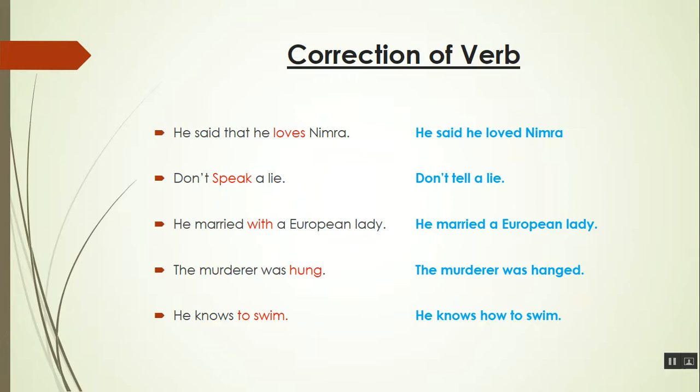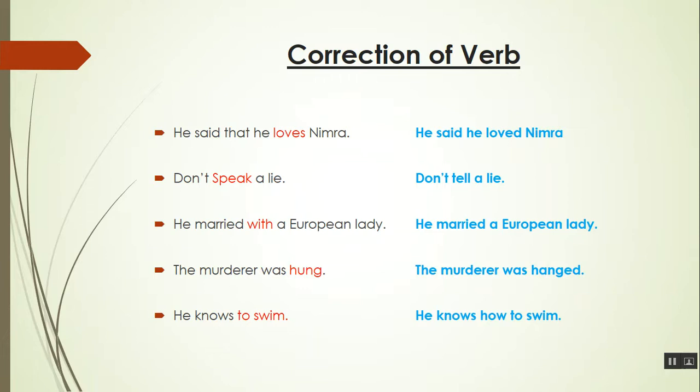This sentence is incorrect, and the correct sentence is: he said he loved Nimra. He said in the past, this is past tense, and after that he loves Nimra, that is present. If the first part of the sentence is past, then it must be a past sentence. The verb must be in the past, not in the present. So the correct sentence would be: he said that he loved Nimra. So jump to the next one.